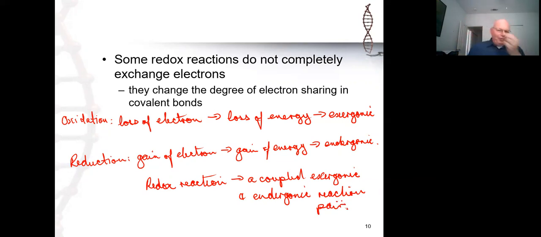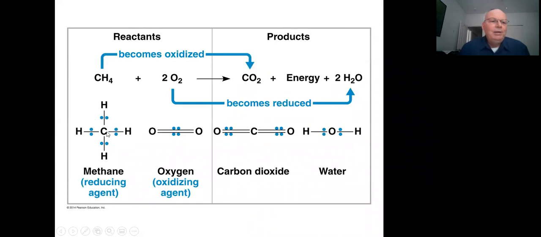So again, we're applying ideas that we've learned in previous chapters. And again, this concept of coupling an exergonic and an endergonic reaction, we're seeing that here with a reduction and oxidation. So having got all of that out of the way, let's take a look at a reaction that involves molecules. So here is an example of a reaction that involves molecules.